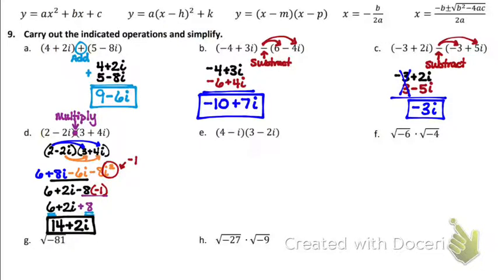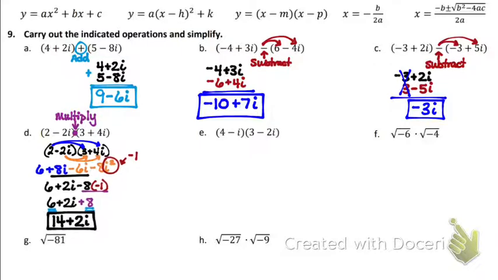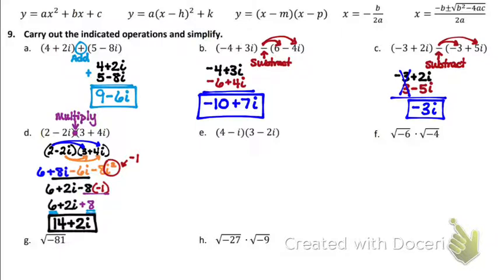What operation are we supposed to be doing on part E? Multiplication again. So double distribution, just like I did on part D. I'm going to take this 4 and I'm going to distribute it to both pieces. 4 times 3? 12. 4 times negative 2i. Negative 8i. What else do I need to distribute? The negative i. Negative i times 3, so minus 3i. Negative i times negative 2. Positive 2i squared.